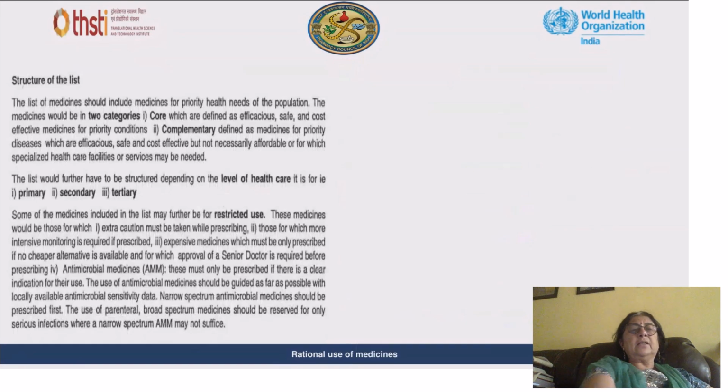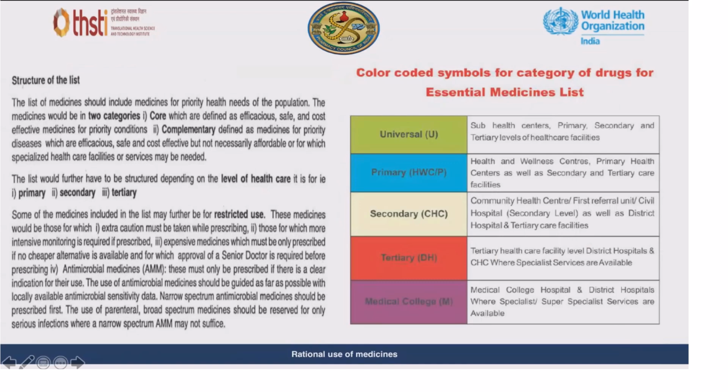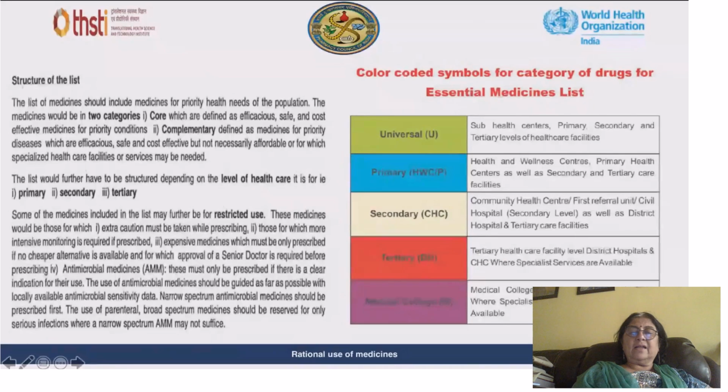The list of medicines will include medicines on priority of the health. So this is now with respect to what Chhattisgarh needs. So it will be different from the national essential drug list. It will also be different from the WHO essential drug list. The list will further have structure depending on the level of healthcare, primary, secondary, and tertiary. So, for example, universal will be green, primary is blue, secondary is cream, tertiary is red, and medical college level is M, that is pink.